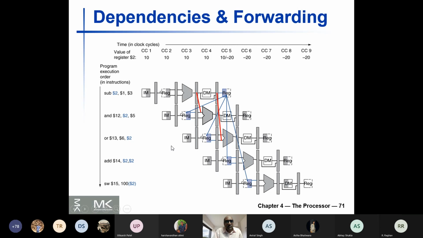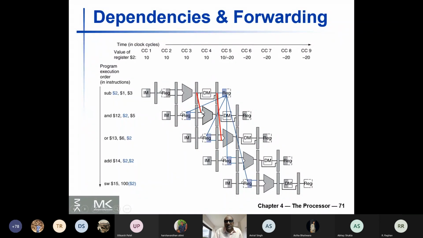And similarly for the next instruction, by this time it requires the execution, but the data is not available in the register file. But still the data is available in the memory stage, so you can tap that. So the forwarding is possible in both cases. Here the thing is, how do we identify where the data hazard is, and whether forwarding is possible or not? How do you check that?